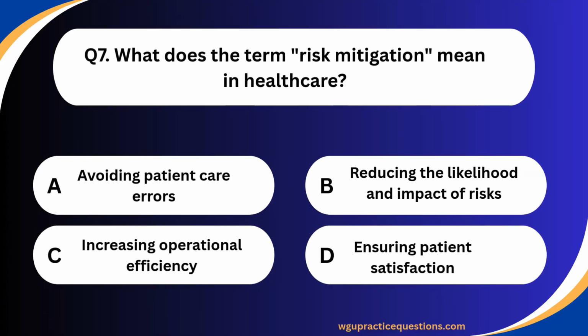Question 7. What does the term risk mitigation mean in healthcare? A. Avoiding patient care errors. B. Reducing the likelihood and impact of risks. C. Increasing operational efficiency. D. Ensuring patient satisfaction. Which one is the correct answer?